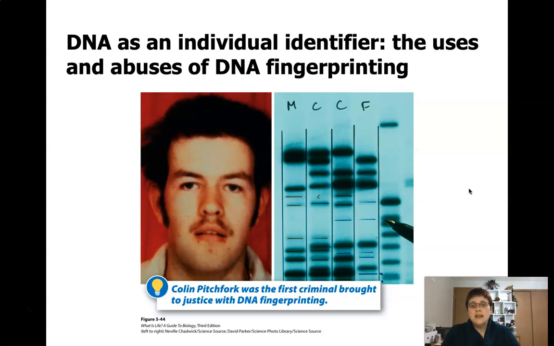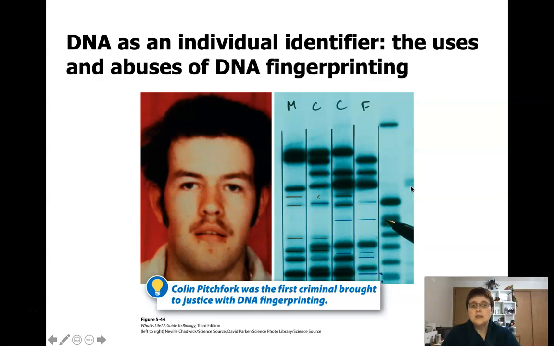And you can see here the first criminal that was brought to justice using DNA fingerprinting. In 1987, Colin Pitchfork was convicted using his DNA. He was convicted of rape and murder using DNA evidence. What they did is what you can see over here on the right-hand side.